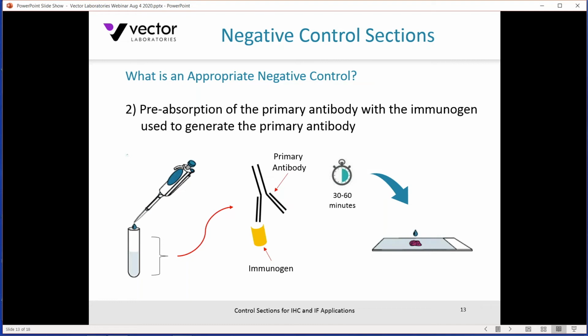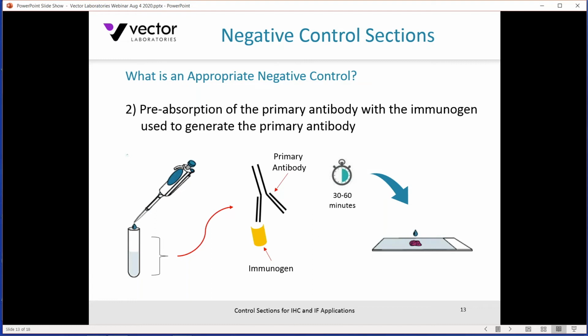Two things with this negative control. Number one, more than likely, if you're getting that primary antibody from a commercial vendor or commercial source, they're not going to make that immunogen openly available. I understand that, and therefore this particular negative control may not be available to the vast majority of investigators out there. That's fair enough.